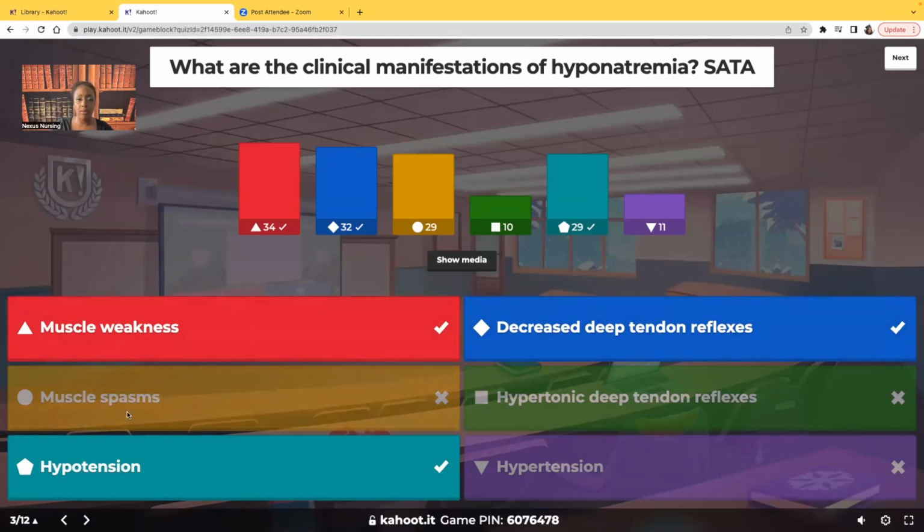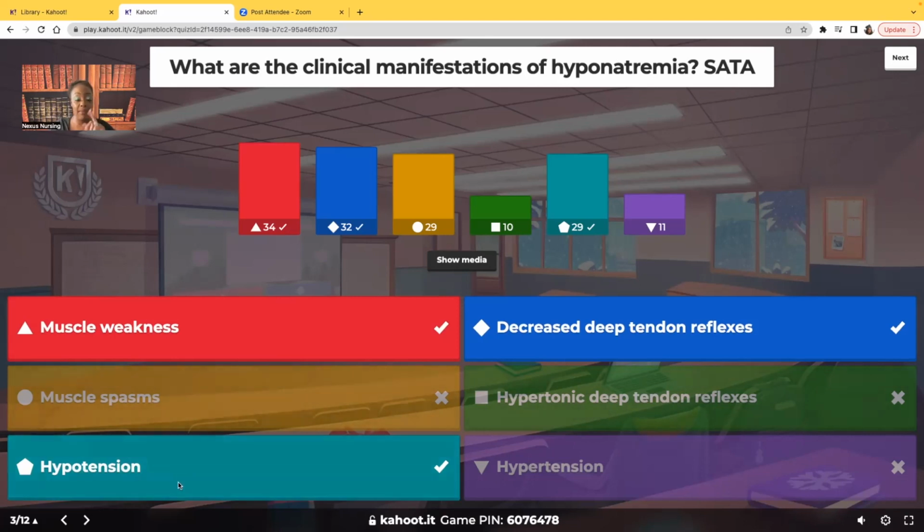Muscle spasms, no. I just told you that sodium is important for the nerves and muscles. So if you don't have enough of it, you're not going to have the increased muscle spasms. You're going to have the muscle what? Weakness. You're going to have the opposite. So no to muscle spasms. Hypertonic deep tendon reflexes, nope. Those reflexes are going to be decreased.